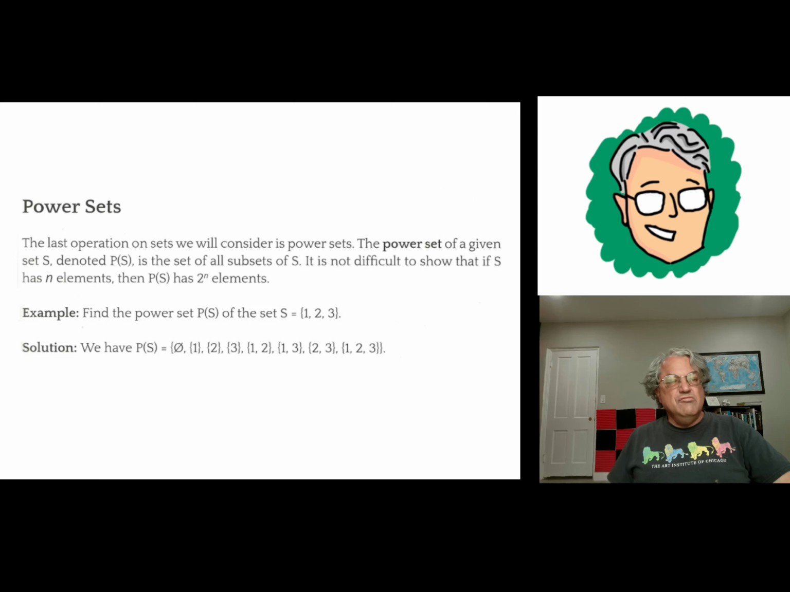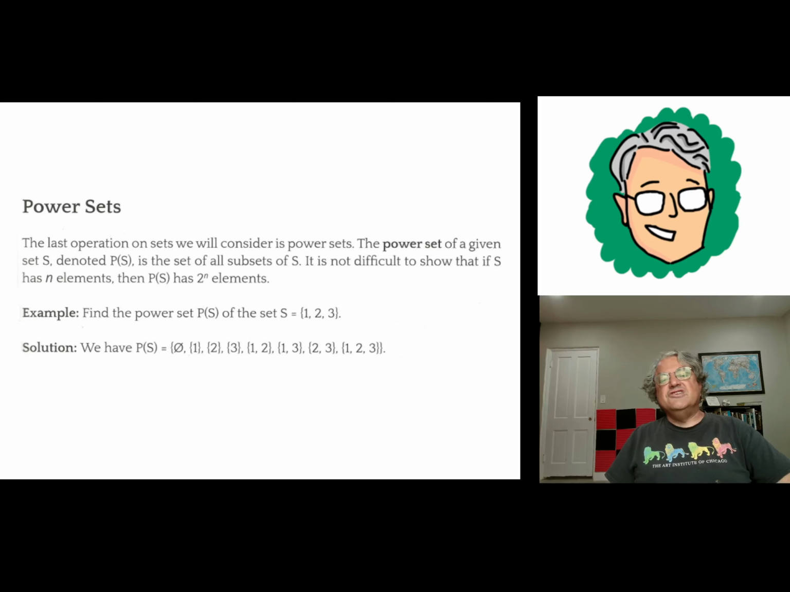And sometimes people write it as 2 to the S, which looks a little weird. But the reason they write it that way, if you look at the cardinal number, if S is a finite set, that's an easier thing to think about. If S is any finite set with n elements, in other words, its cardinal number is n, then the cardinal number of P of S is always 2 to the n. That's why people write 2 to the S.